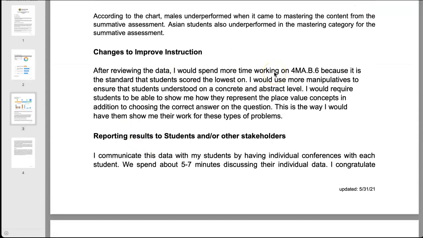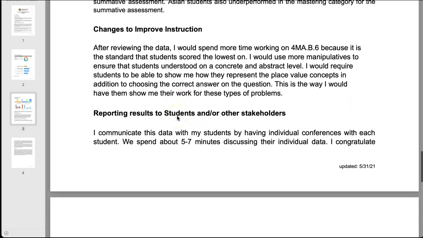After reviewing the data, I decided to spend more time on that particular standard and use more manipulatives to ensure that students understood on a concrete and an abstract level. And then I required students to be able to show me how they represent the place value concepts, in addition to just choosing the correct answer on the question. This way, I would have them show me their work for these types of problems.